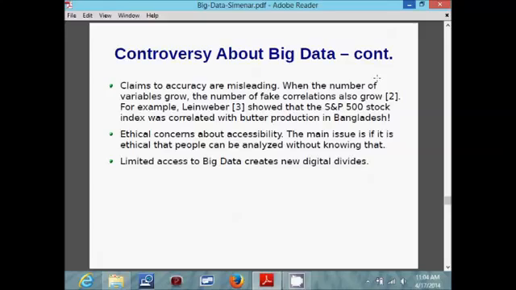We have ethical issues. Ethical issues concerning the accessibility of data. The main issue is whether it is ethical that people can be analyzed without them knowing that. And usually many companies do that nowadays.